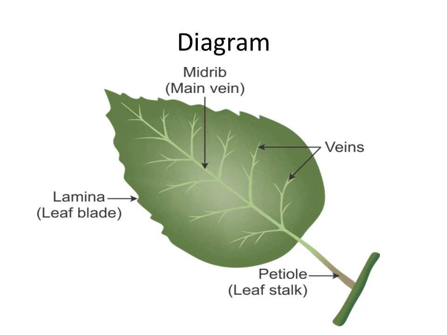Then if you observe carefully, you can see the midrib, right or not? That is called the main vein. And along with the midrib, you can see the small side veins. These side veins carry the food and water to other parts of the plant. Okay.